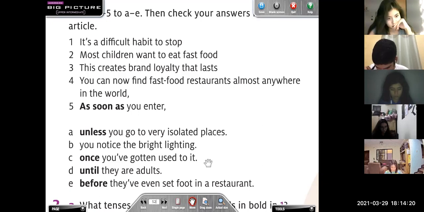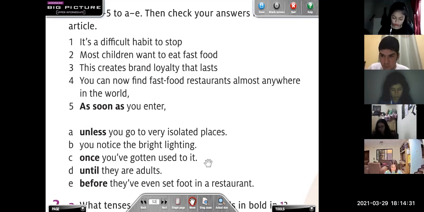Most children want to eat fast food. Before they have even set foot in a restaurant. Yes, let's see. Most children want to eat fast food before they have even set foot in a restaurant. Okay, yes. What about number 3? This creates brand loyalty that lasts until they are adults. Until they are adults, right?